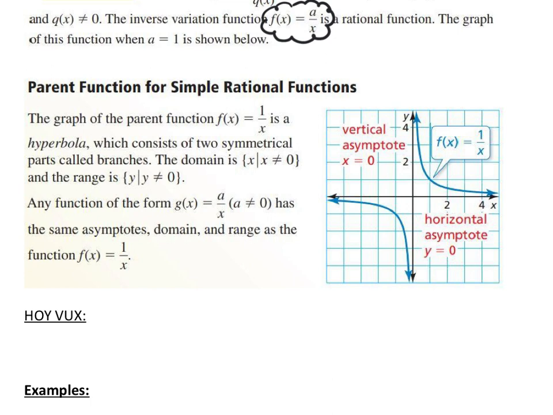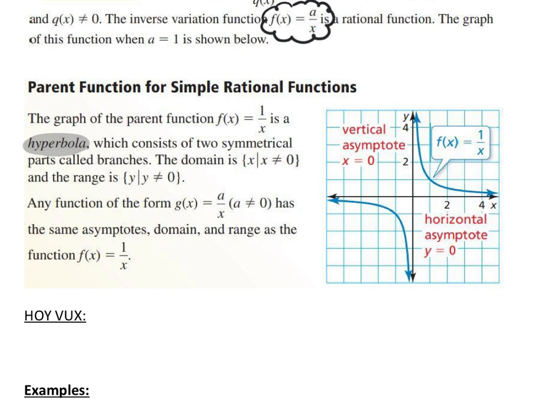I like to think of them as bowls. So you've got two bowls, right? You got this bowl and you got this bowl. Here's the deal. This shape is technically called a hyperbola. Ew. But that's what it's called. It's like a parabola, but with the prefix hyper instead of para. So it's a hyperbola. It's two symmetrical parts called branches. I like to call them bowls, but we have two branches.